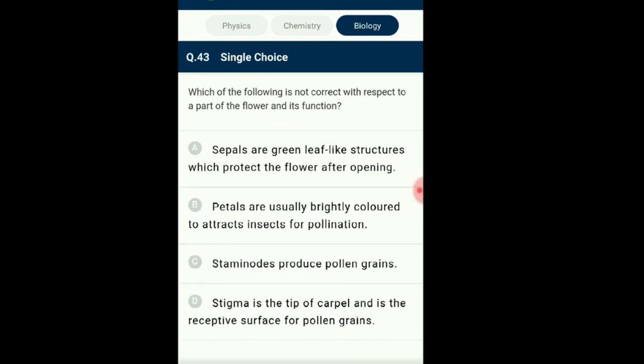Question number 43. Which of the following is not correct with respect to the part of a flower and its function? Sepals are leaf-like structures which protect the flower in bud condition. If green, they also carry out photosynthesis. Petals, if brightly colored, attract insects for pollination. Staminodes are sterile stamens which do not produce pollen grains. So the answer for this question is option C. Staminodes produce pollen grains, so that is the incorrect statement.